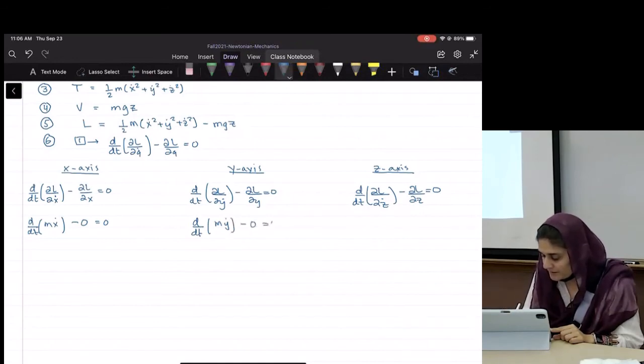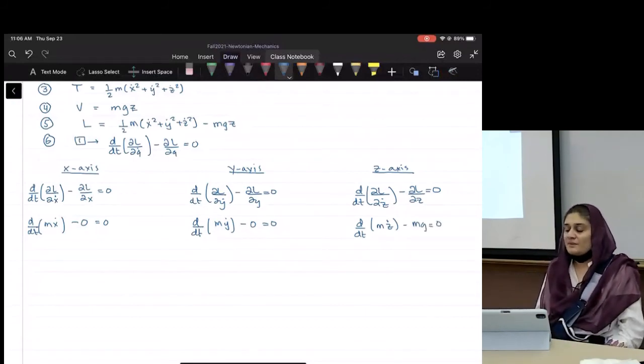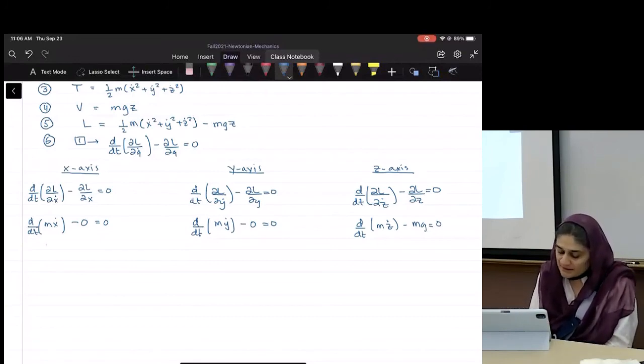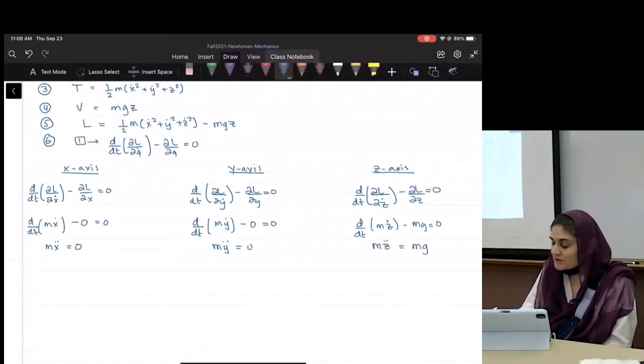Dot minus 0 equals 0, and d over dt of m z dot minus mg equals 0. Do you see where the zeros and the mg's are coming from? Okay, so that means this will become m x double dot equals 0, m y double dot equals 0, and m z double dot equals mg. Oh, wait, it should be plus here. And that should be a minus.